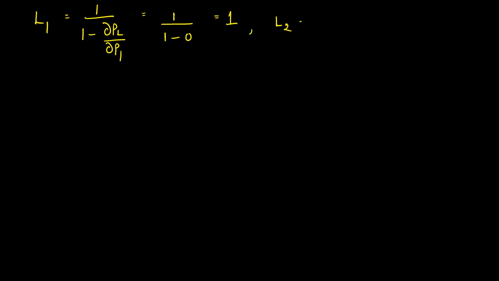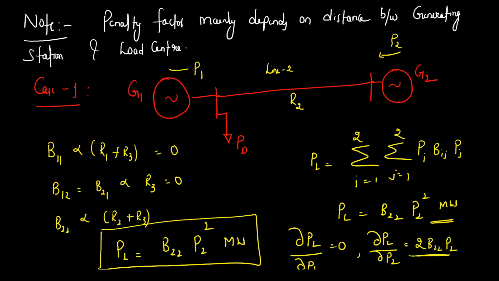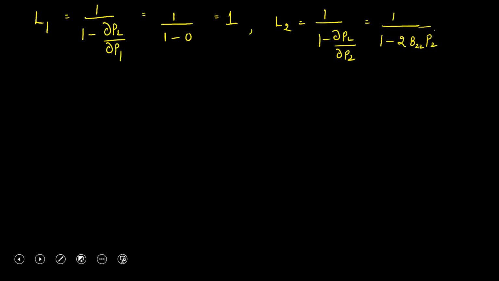The penalty factor for the second unit is 1 divided by 1 minus ∂PL/∂P2. So this will become 1 divided by 1 minus 2 times B22 P2. Understand? So if your system given is in this form, then you will get all these relationships. Okay, this is case 1. Now case 2. Case 2, if you think exactly opposite.